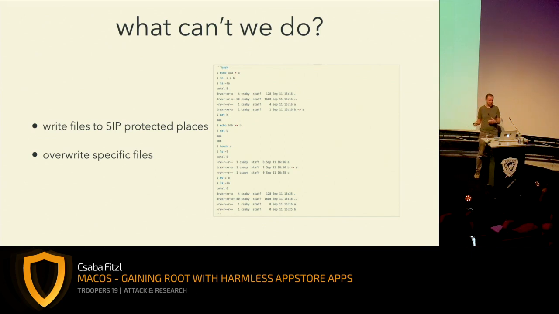So one thing I cannot do is write to SIP protected places. Like /System is protected by SIP. If you have it turned on, even if you are root, you cannot write to those places. And you cannot overwrite files you want with the name you want. Because what I wanted was to overwrite a file on my system, which usually runs as root on boot up, with a file from the App Store, but their names usually don't match. So I wanted to overwrite that file with the name I want, but it didn't work.